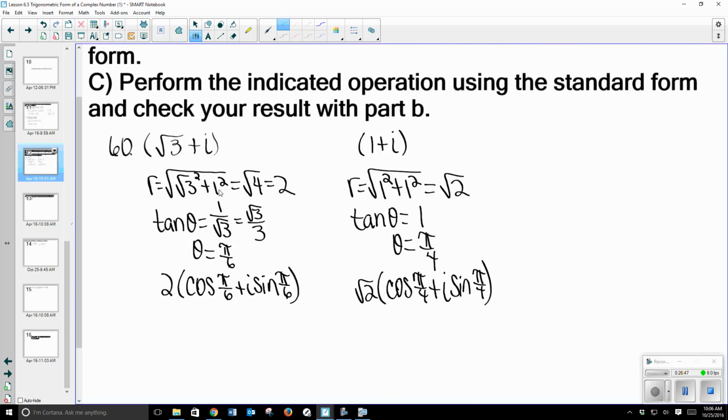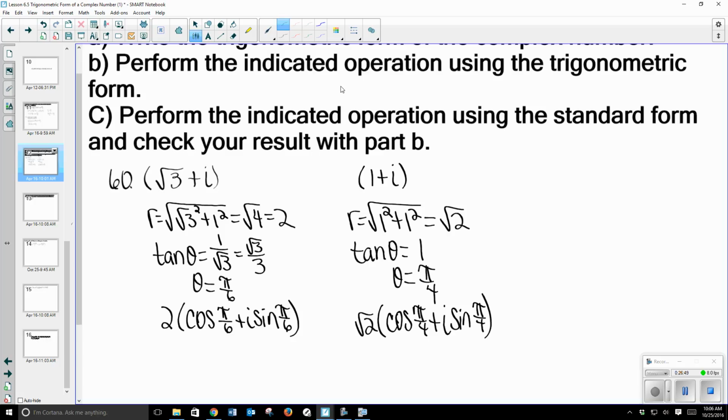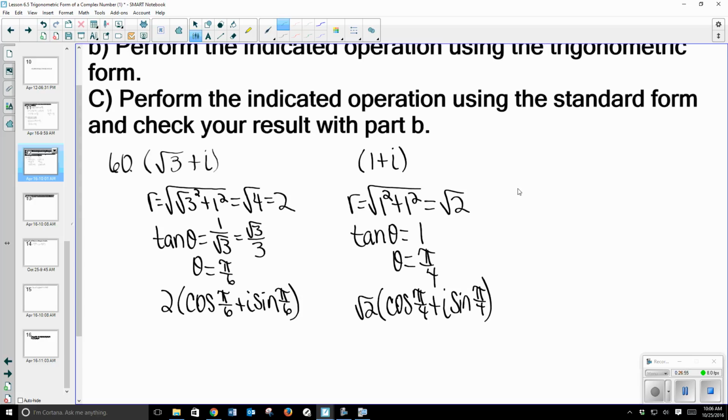So then we have to multiply those two together, just like we did on the previous page for part B, perform the indicated operation, which was to multiply the two together. So that would be 2 times root 2, so 2 root 2, this would be part B. Part A.